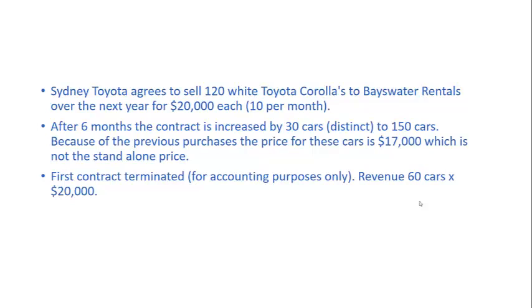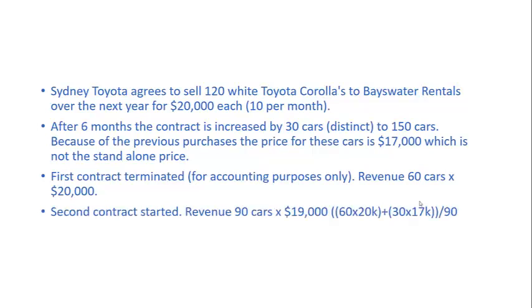So what we do on the modification date is that for accounting purposes, we terminate the first contract and limit it to 60 cars at $20,000 each. And we create a new modified second contract, which encompasses the remainder of the first contract and the modification. So we create a second contract, and this is for 90 cars at $19,000. The $19,000 is the weighted average of the residual cars from the first contract, that's 60 cars at $20,000, and the 30 cars at $17,000 under the modification.